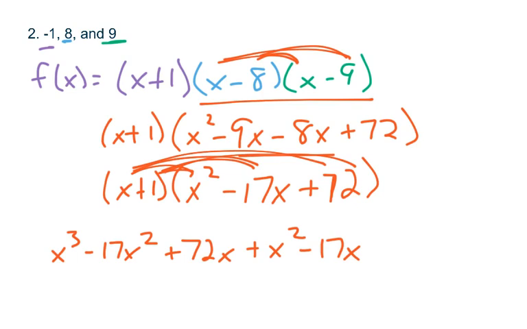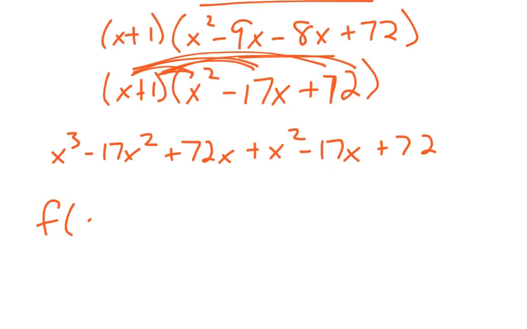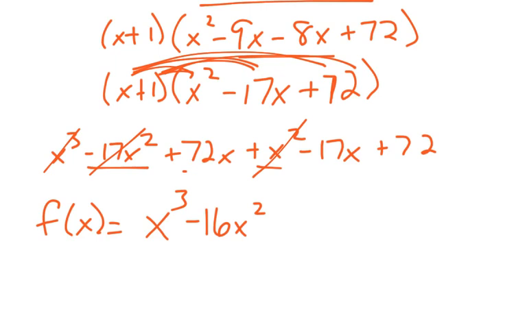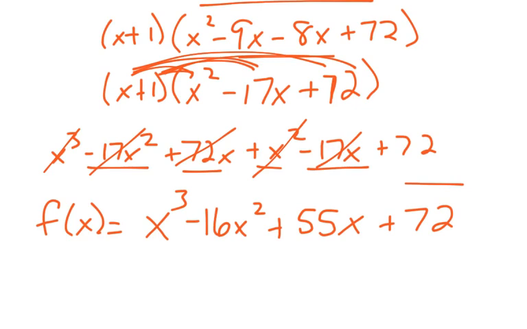Let's see, there's only one x cubed, so we're going to have f of x is equal to x cubed. That takes care of that one. x squared: I got negative 17 plus 1 is negative 16x squared. Takes care of those. 72x minus 17x is 55x. 55x takes care of those. And then lastly, plus 72. So this right here is your final answer for number 2.